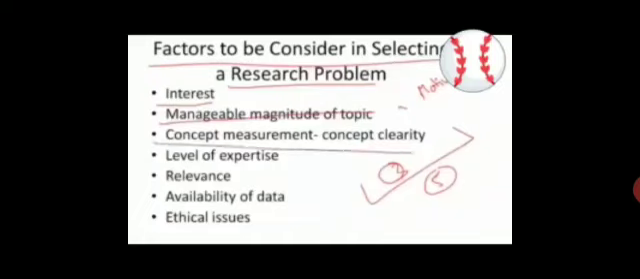The next thing which you have to keep in mind while selecting a research problem is concept clarity. That means you have to select a topic which you are clear about. You have to select a topic which has a clear concept in your mind. Do not select a topic which is not very clear to you, so that in the long run you may not face any problems dealing with that topic.